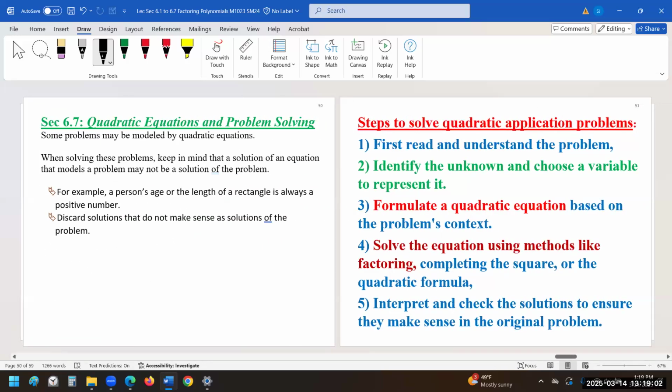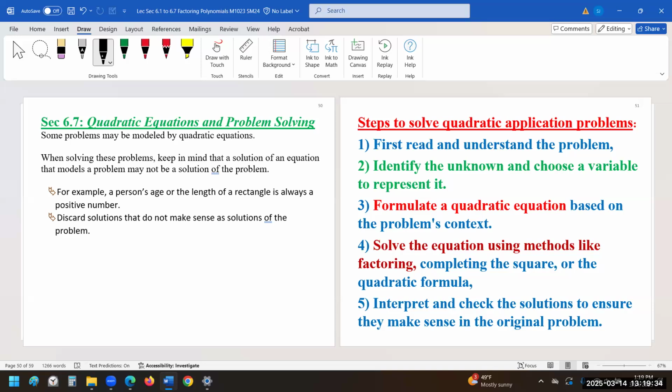So how do you make our life easier? Anytime you have some type of scenario where you know that the scenario represents quadratic, these are the steps you can follow to solve your problem easily. First, you read and understand the problem. That's the main thing always for any type of solving application. You read, you read it, you read it. You read until you understand what's going on.